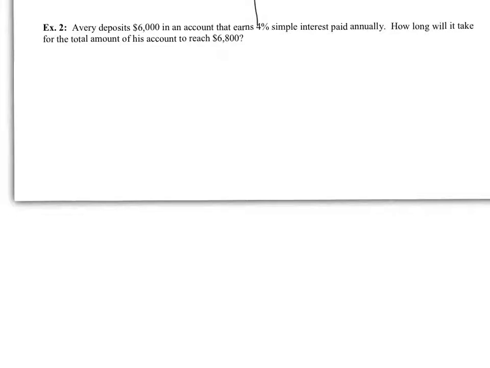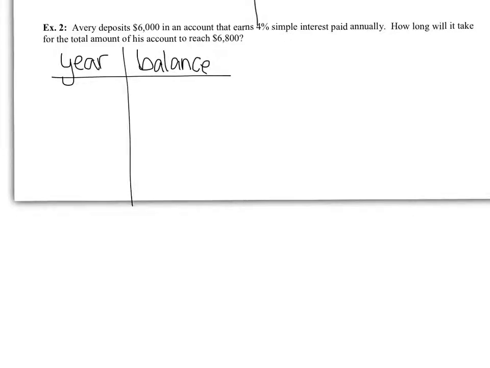Okay, so if I set up a table for what the balance is going to be after so many years, and whenever I get to 6,800, I can stop. I know what year it is. So we can find what the balance will be after 1 year, after 2 years, after 3 years, after 4 years, and so on. So if I want to find what the balance will be after 1 year, remember we have that formula where we can take P times 1 plus R times T.